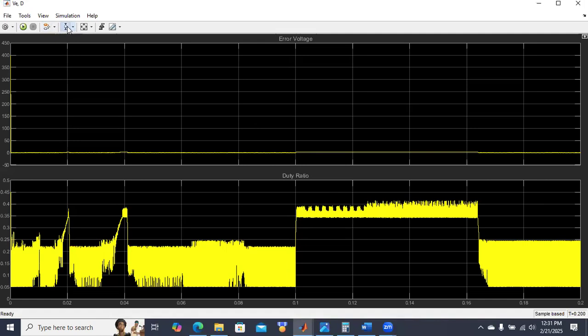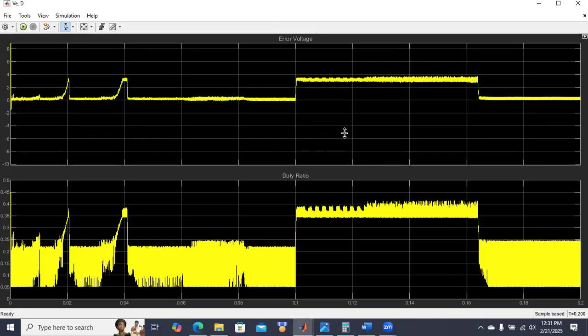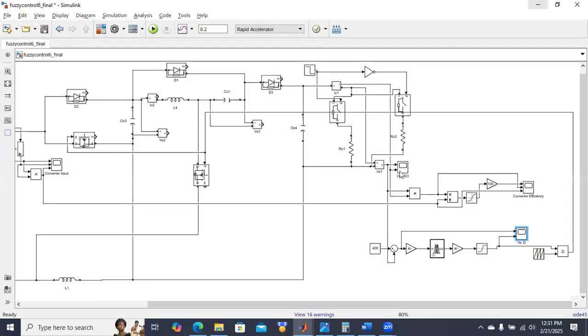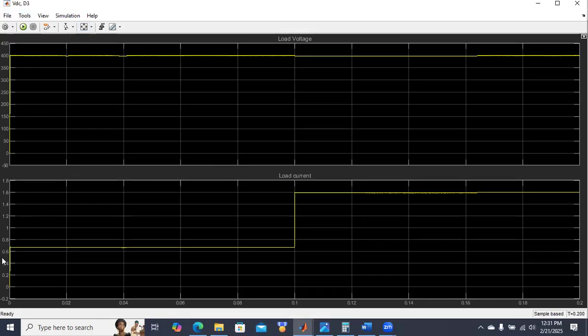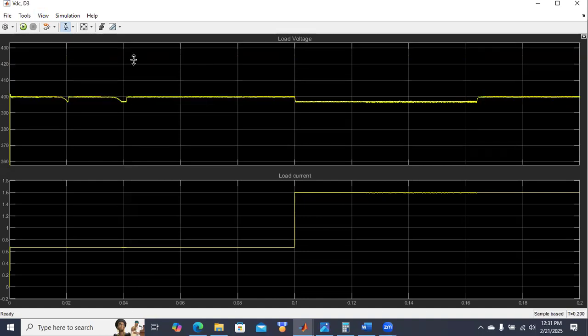Here if you see in this waveform, this is the error voltage and duty ratio. Whenever the error voltage increases, the duty ratio will increase and provide the load voltage regulation. And this is output voltage and current. Initially, the current is around 0.65 amps. After 0.1 second, when the load is increased, it is increased to 1.6 amps. Here the voltage remains the same. It is around 400 volt.